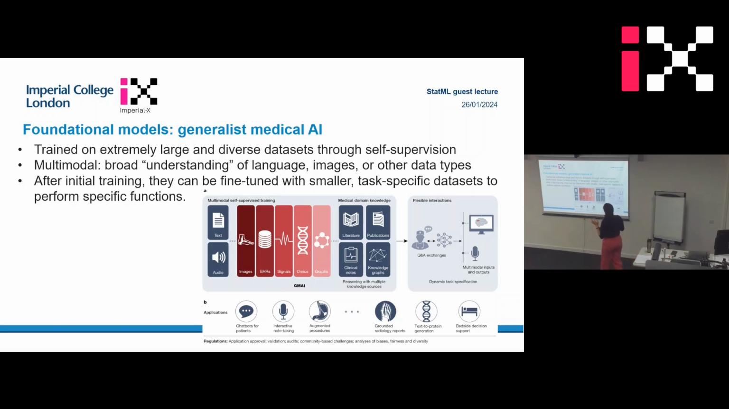So, okay, foundational models. Foundational models are also called generalists. The basic idea is that you feed it anything that you want. It's going to be trained on very large and very diverse datasets, through self-supervision. In the case of generalist medical AI, you're going to give it different imaging modalities like CT, MRI, whatever. Then you're also maybe going to give it signals like an electrocorticogram. You're also going to give it genomics, literature like books. You give it anything that you can.